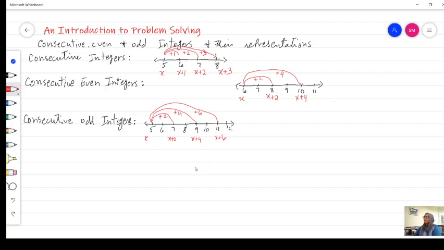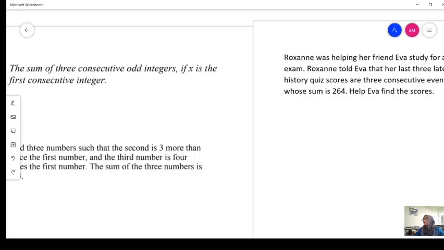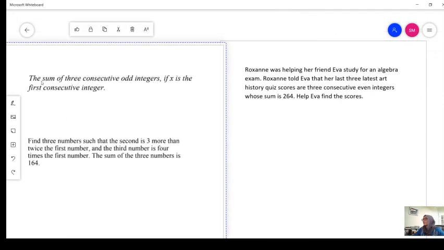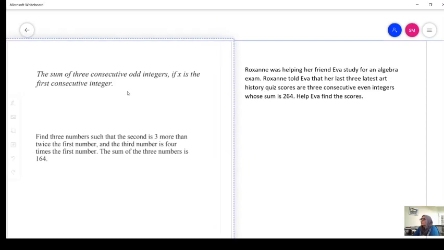Okay, now let's solve some problems using all of that information. So I'm going to go back to my, okay, here we go. This one, for example, says the sum of 3 consecutive odd integers, if x is the first consecutive integer. And remember, if you want, you can draw a number line for a few questions, and then you will get used to it. For example, if I draw a number line here, hold on.